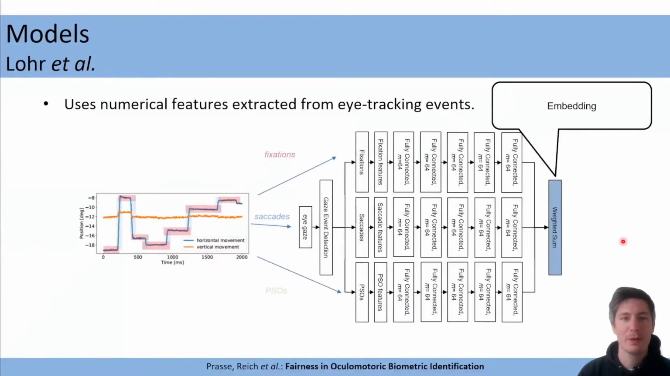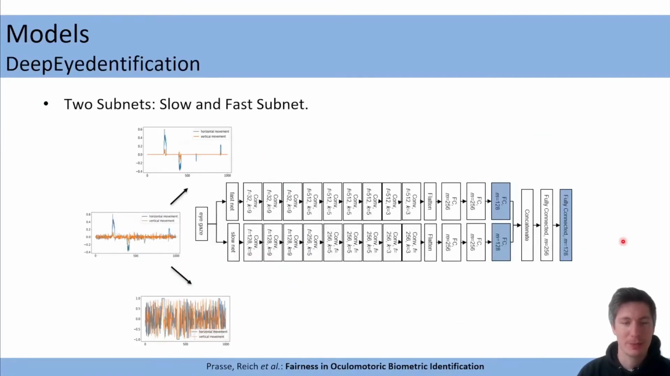The second model we want to investigate is called deep identification. Deep identification is an end-to-end trained CNN using raw eye movements. Hence, no pre-processing is required. Using the raw eye movements, we have a fast net, which is focusing on saccadic movements, while the slow net focuses on fixational movements. As an embedding to the system, we use the output of the fast net and the slow net, and concatenate them with a merged architecture.